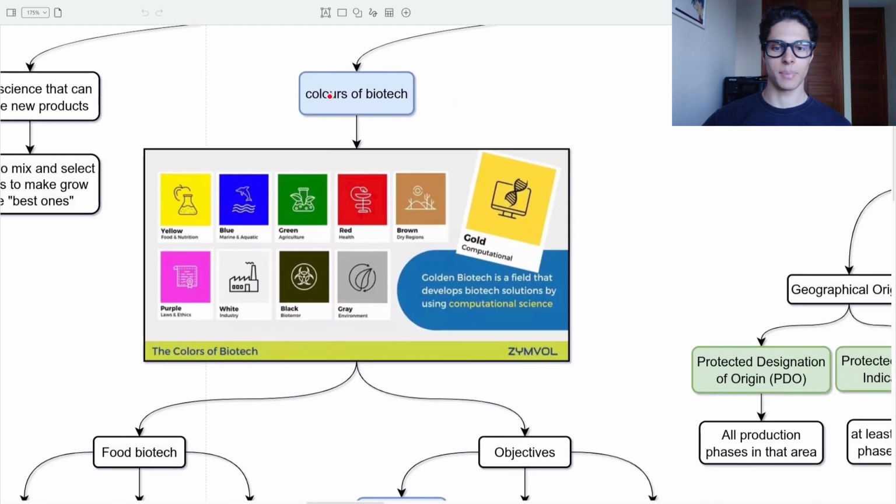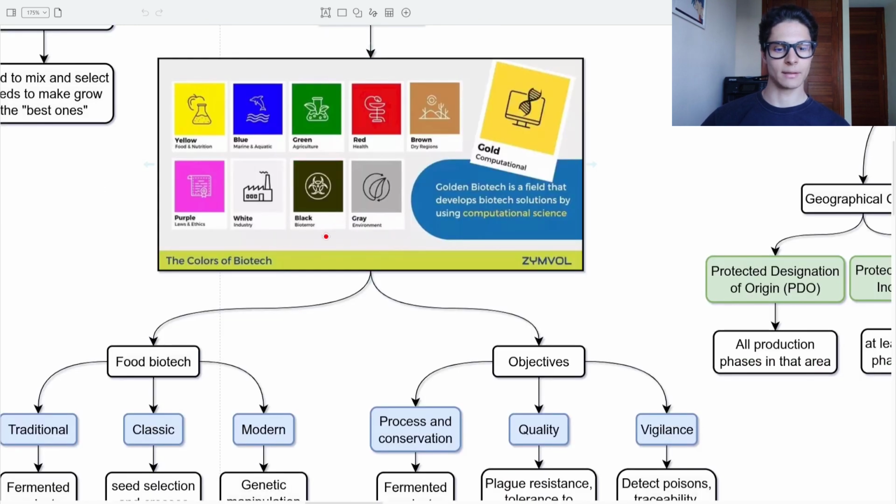These are the colors of biotech. Yellow for food and nutrition, blue for marine and aquatic, green for agriculture, red for health, brown for dry regions, purple for laws and ethics, white for the industry, black for bioterror, grey for the environment, and gold for computational. We're going to focus mainly on the yellow one, food and nutrition.